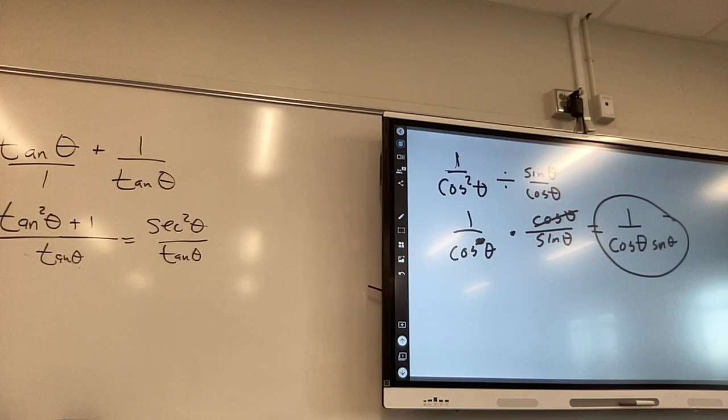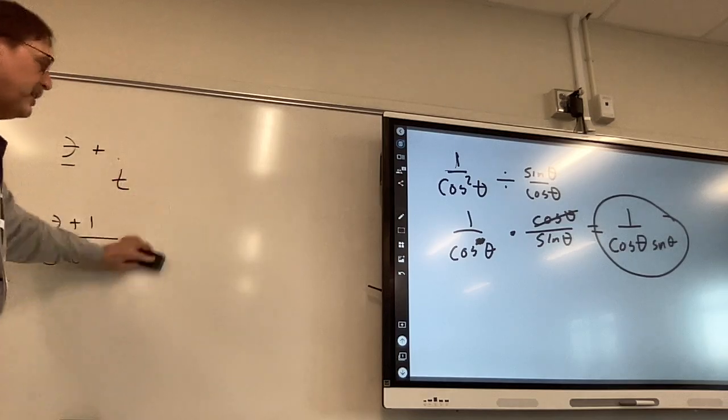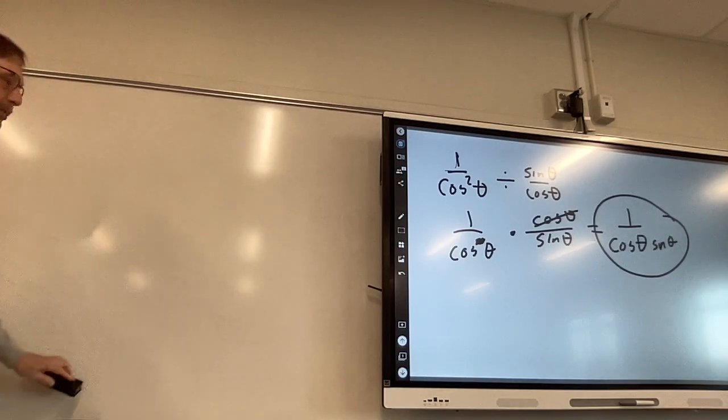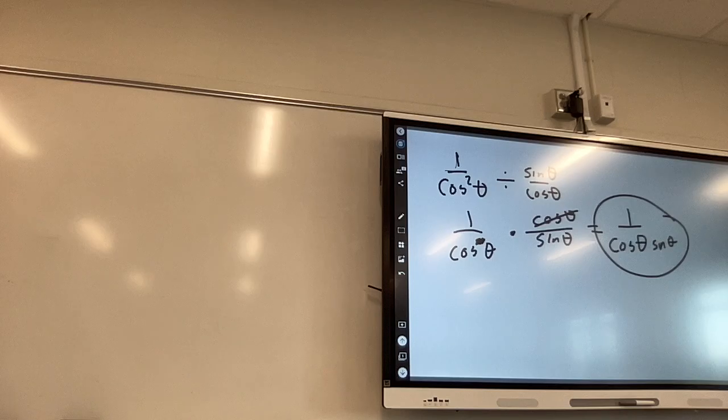Okay, all right. Let me look at one like this. So your next example is to perform the operation, so add, subtract, multiply or divide, and then simplify. And I am going to do this.